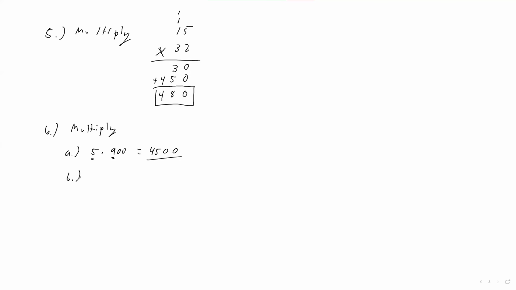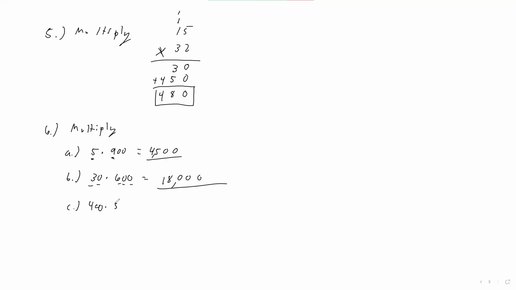Let's look at another one. 30 times 600. I have 1, 2, 3 zeros. So I'm going to write 1, 2, 3 zeros. And then I'm just going to multiply the actual numbers. 3 times 6 is 18. So this becomes 18,000. This was 4,500. And that's it. So let's look at a couple more.